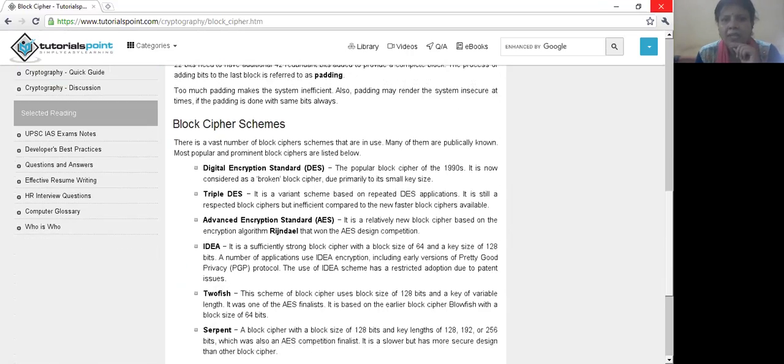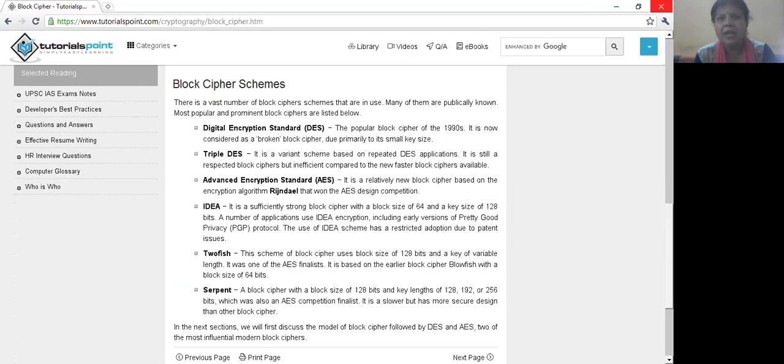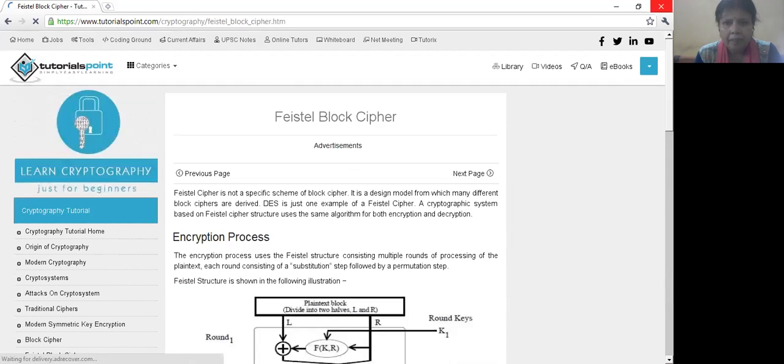Now we'll talk about the various block cipher schemes. There is a vast number of block cipher schemes in use, but what we'll be studying is DES, which stands for Data Encryption Standard, then triple DES, AES, IDEA, Twofish, and Serpent. We'll talk about all of these in detail in later classes.